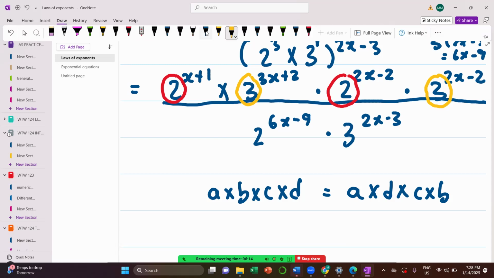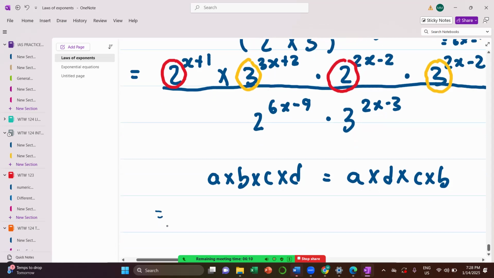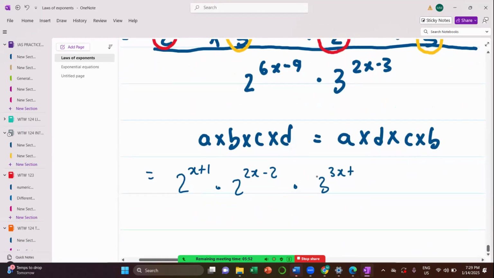So let me continue. I'm now going to rewrite this as 2 to the exponent of x plus 1 multiplied by 2 to the exponent of 2x minus 2. Then multiply by 3 to the exponent of 3x plus 3. Or, yeah, is it 3x plus 3? Yeah, 3x plus 3.